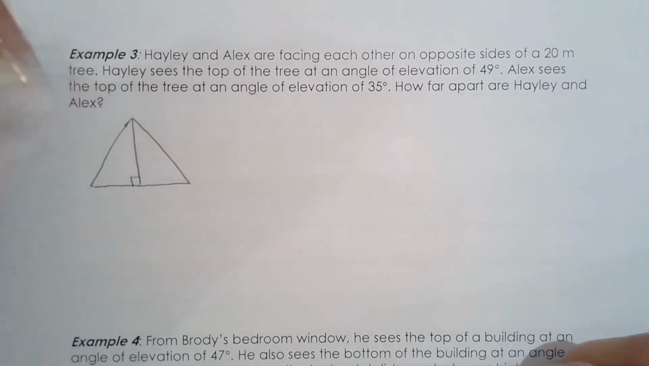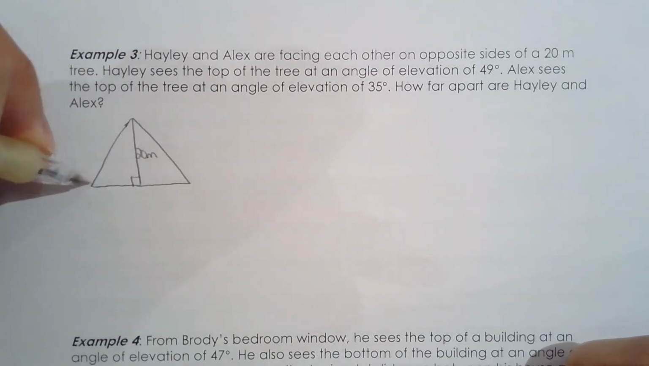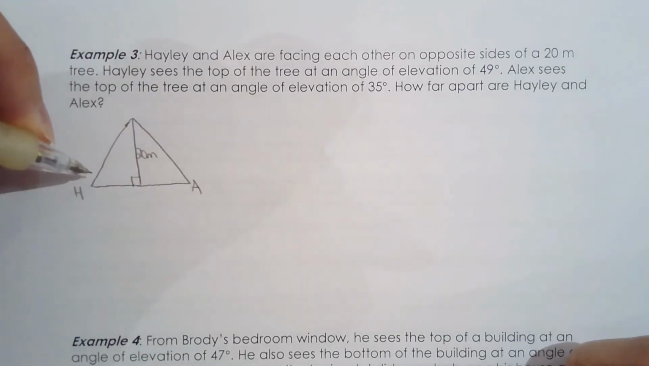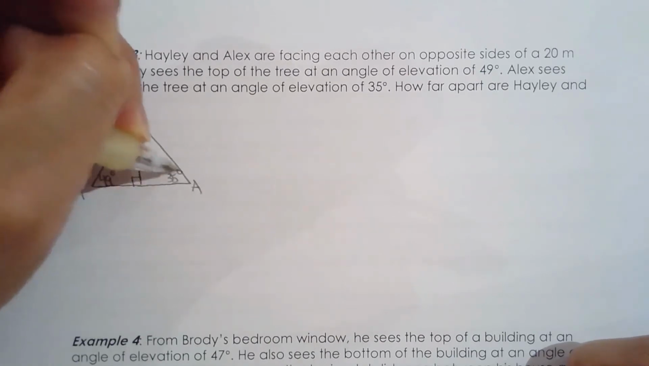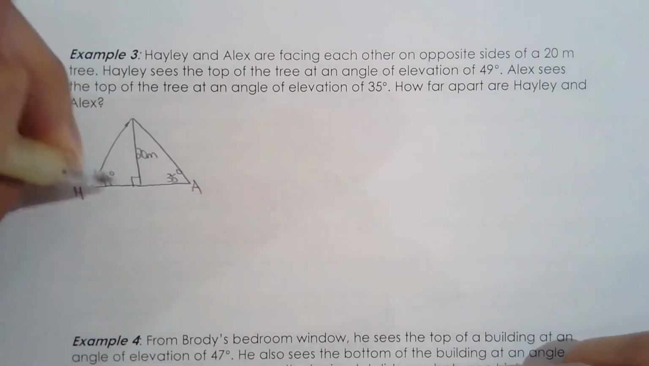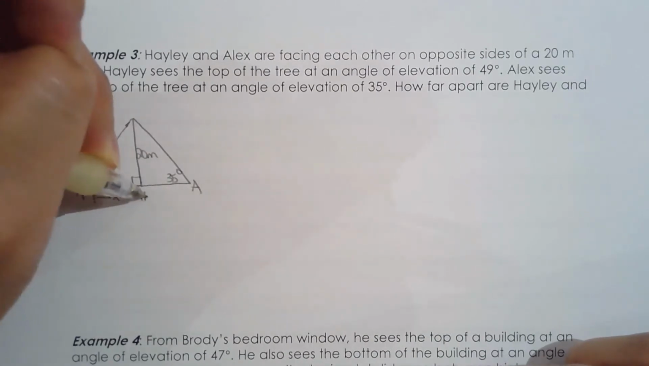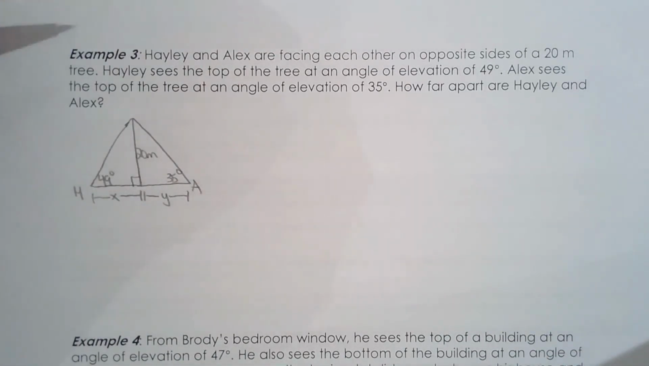So I drew it a little poorly on purpose because I actually want you to figure out who is closer to the tree. Is Haley closer to the tree or is Alex closer to the tree? Haley's angle is 49 degrees and Alex's is 35 degrees angle of elevation. So remember, angle of elevation is upward from the horizontal. So you're really looking at this and this. The answer you're looking for is the sum of x and y, because that will tell you how far apart Haley and Alex are.